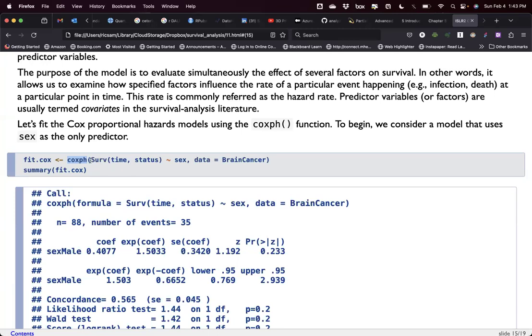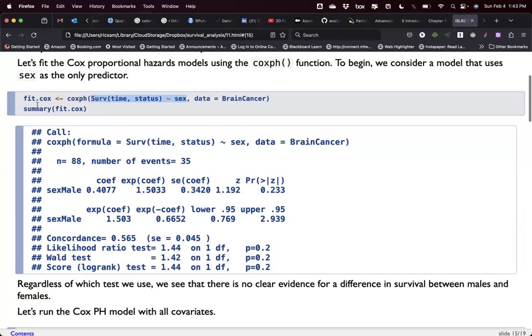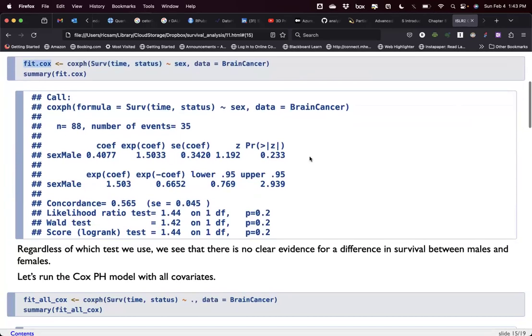So we're going to do the same thing that we did for the log-rank test. We're going to use sex as a predictor of the censored data that we have defined by time and status on this data set. And as you can see, once you have the model, it's like an LM or a GLM model. You can use the summary function to get the coefficients of this model.